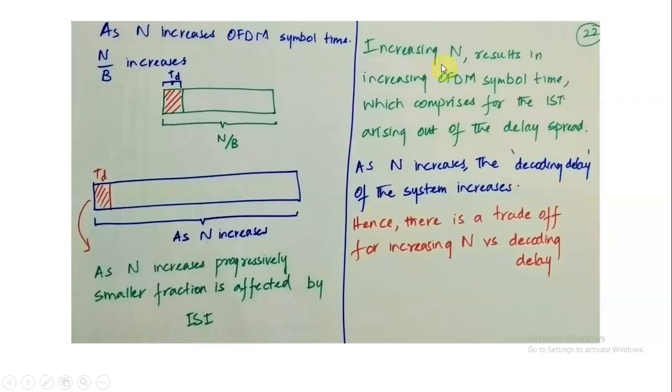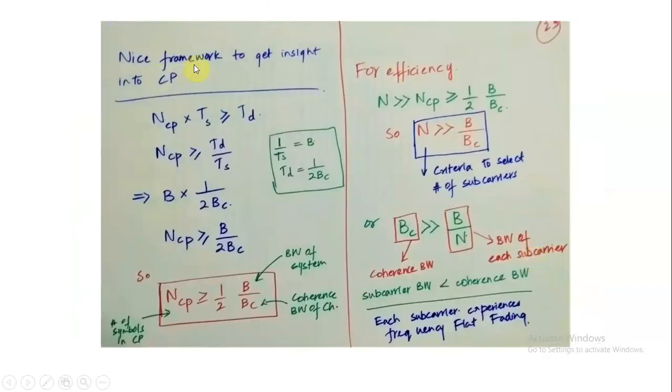So increasing the N results in increasing the OFDM symbol time, which compensates for the intersymbol interference arising out of delay spread. But as N increases, the decoding delay of the system increases. Increasing N is a good thing because it avoids ISI to a large extent, but the problem is that increasing the symbol time also increases the decoding delay, which we don't require. Hence there is a trade-off for increasing N versus the decoding delay. So we can have a nice framework to get insight into the CP.